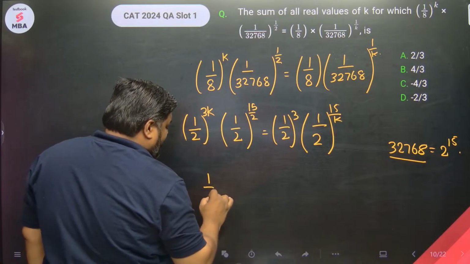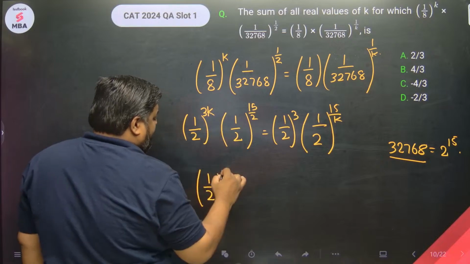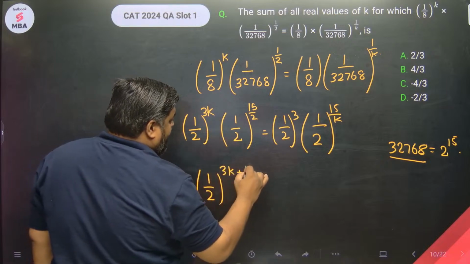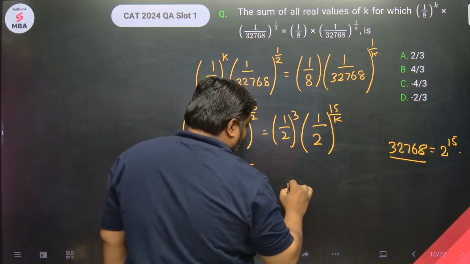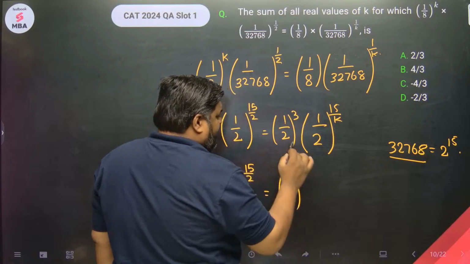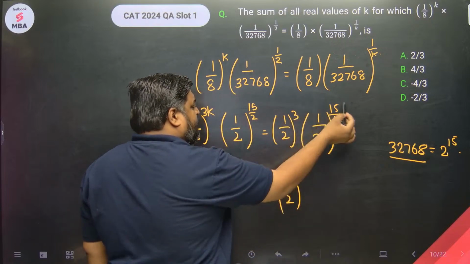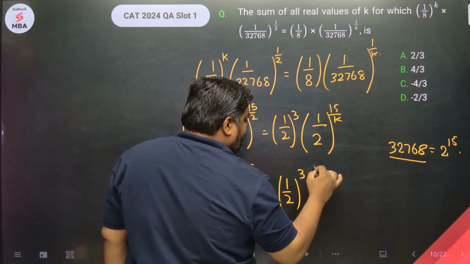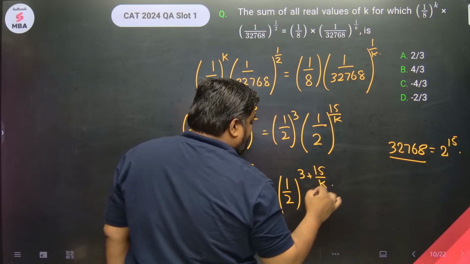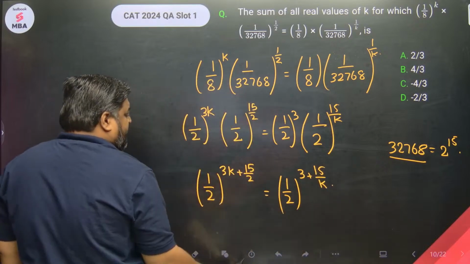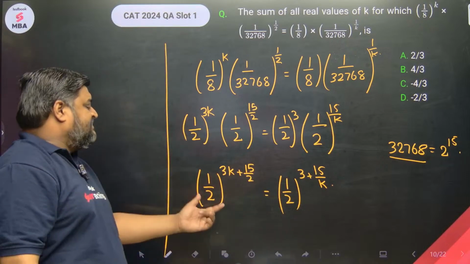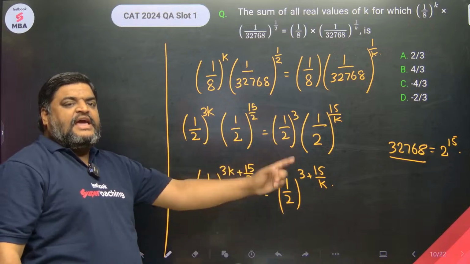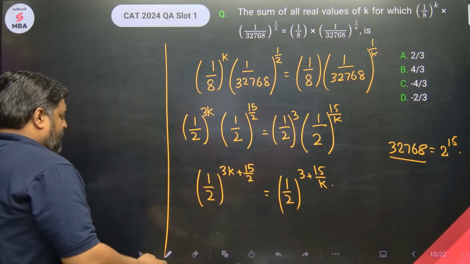Now the base is the same, so powers can be added, right? So what do I have? Half to the power 3k plus 15 by 2, this is equal to half. Here also the base is the same, on the right hand side the power could be added, 3 plus 15 by k. If the base is the same, the power is equal, yes or no? If the bases are the same, the powers have to be equal. Got it?